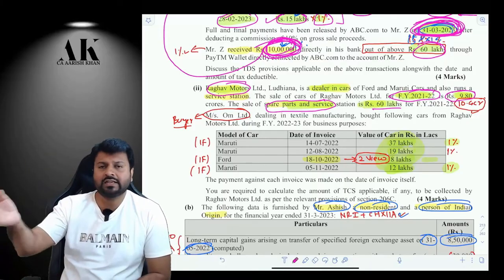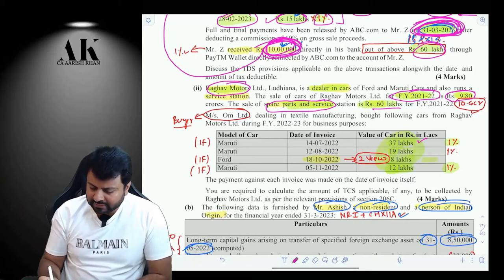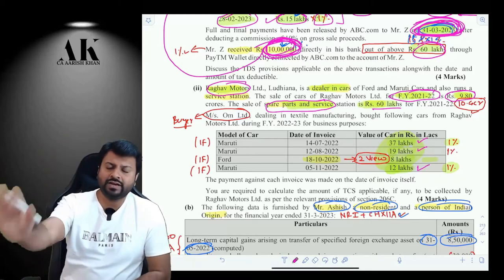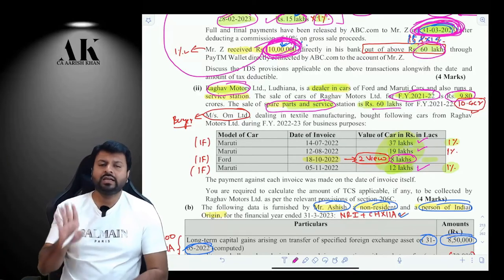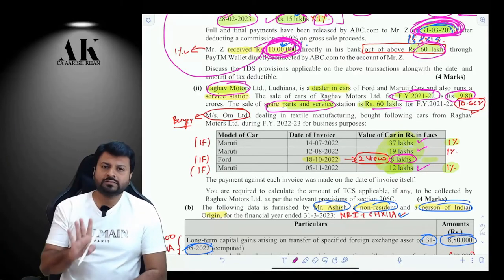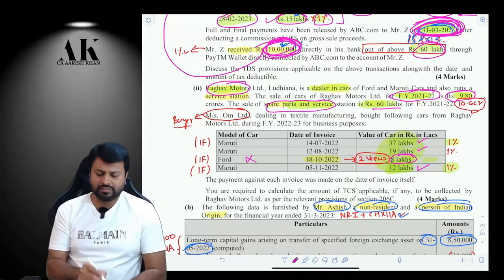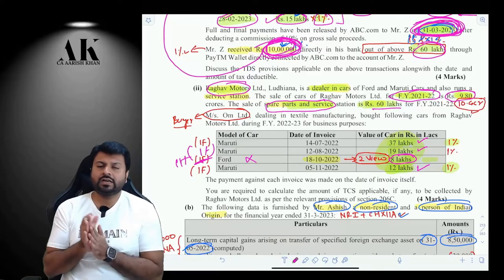Therefore, if the sale consideration is more than 10 lakhs, he has to collect TCS under 206C(1F). So for the first car, for the second car, and for the fourth car, he will collect TCS under 206C(1F) because the consideration is more than 10 lakhs. But what about the third car? For the third car, the Institute has given two views. The first view is, he will not collect TCS under 206C(1H).